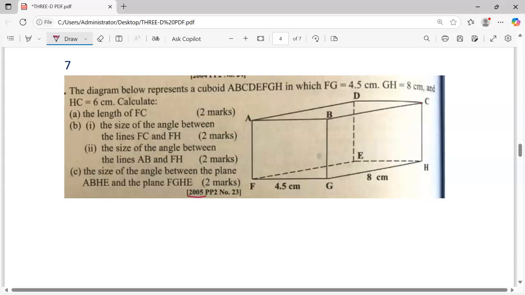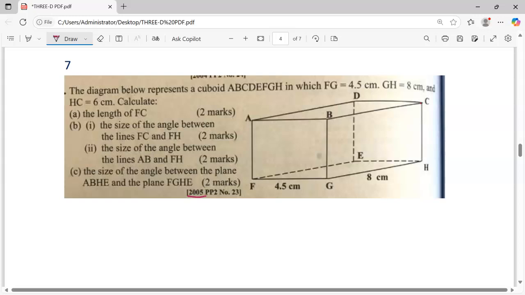We are presenting KCSE 2005 Paper 2, number 23. The question reads: the diagram below represents a cuboid ABCDEFGH in which FG is 4.5 centimeters, GH is 8 centimeters, and HC is 6 centimeters. First part of the question, calculate the length of FC.